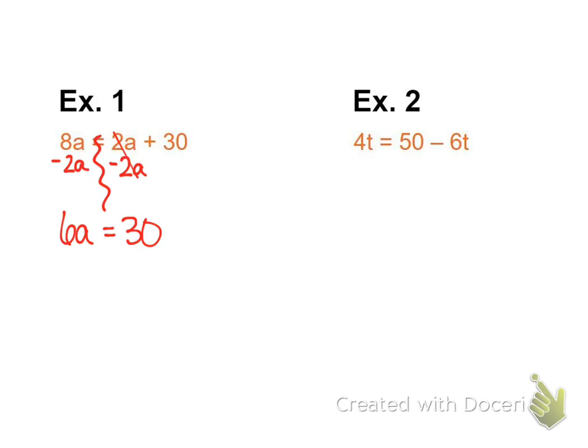We need to regroup so that all of our variables are on one side, constants are on the other. Now what do we need to do to get a alone? This goes back to what we were learning last week. We divide both sides by 6. We get a equals 5.